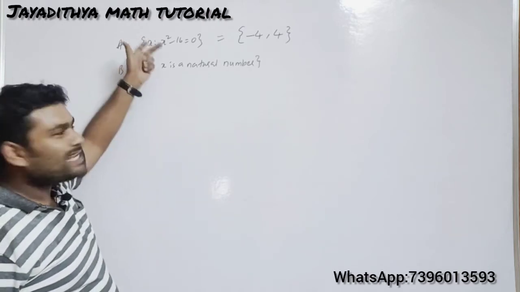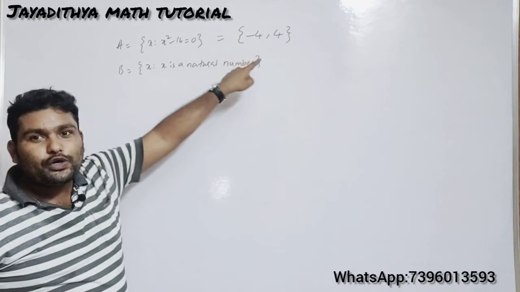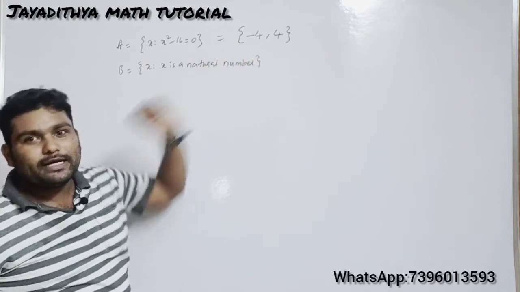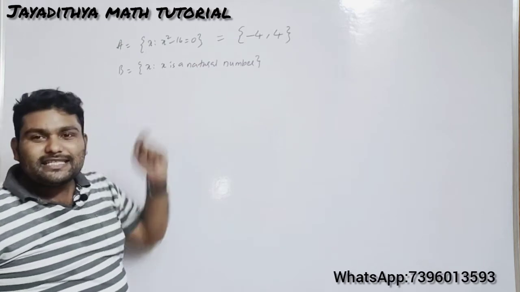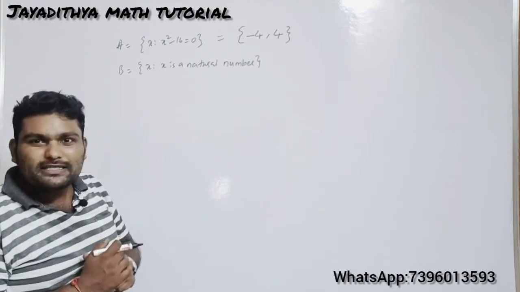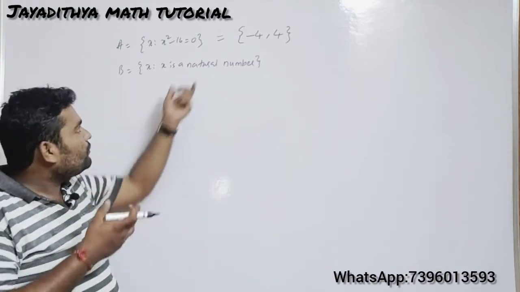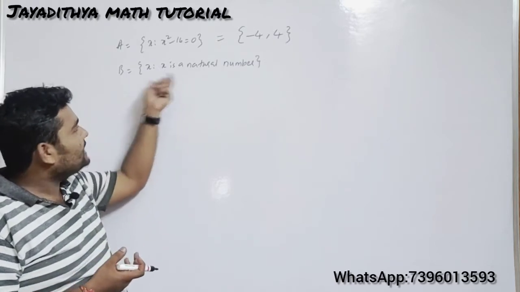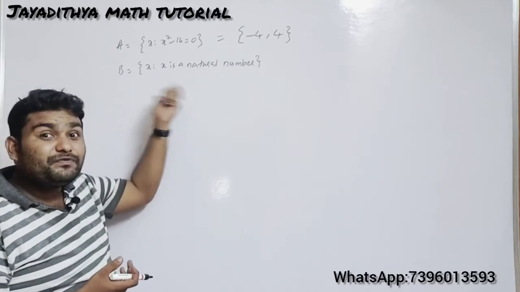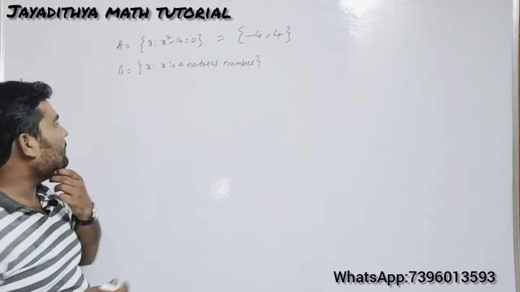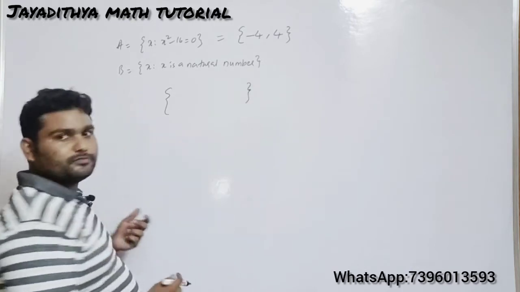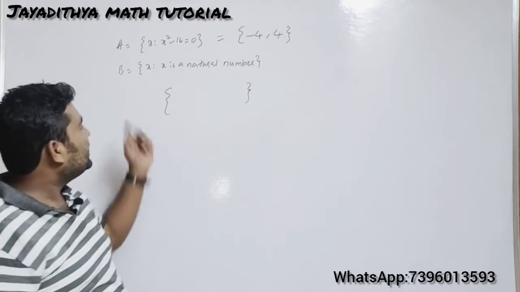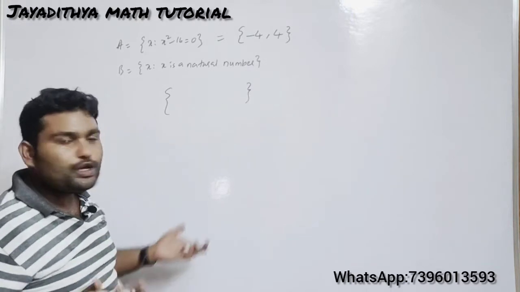If you observe set A and set B, in set A we have only a finite number of elements, so we have written them within the braces. But x is such that x is a natural number. Can you write infinite numbers in the set? When you want to convert an infinite set into roster form, you cannot write all the elements within the braces. You will be having an infinite number of elements. Can you mention an infinite number of elements here? No, that is not possible.